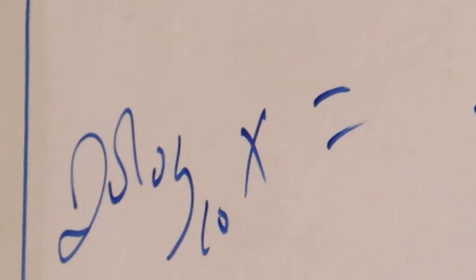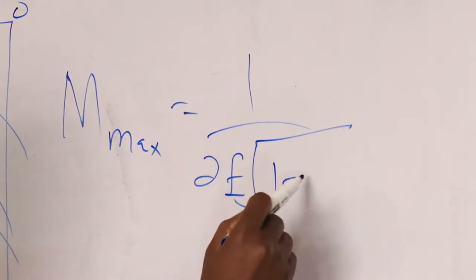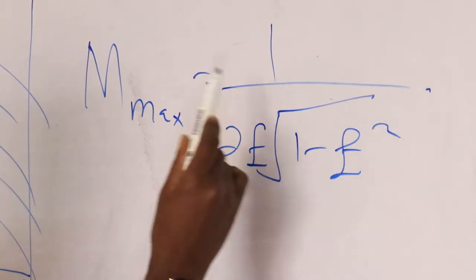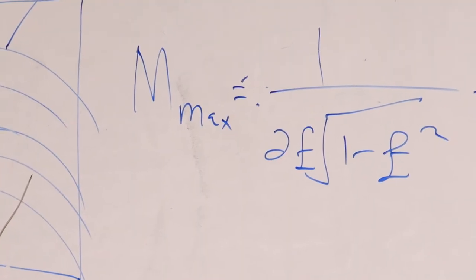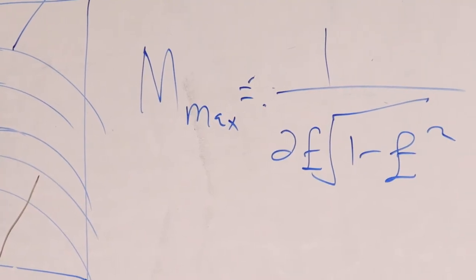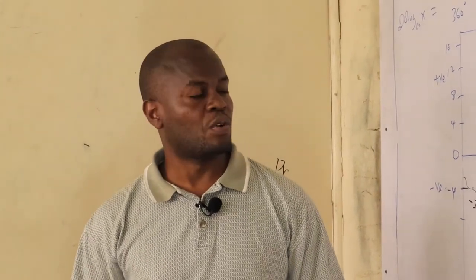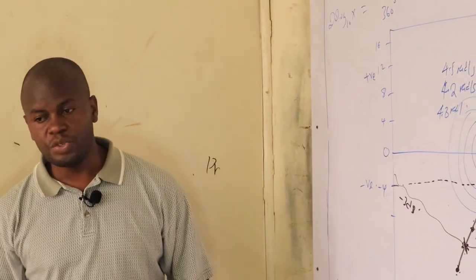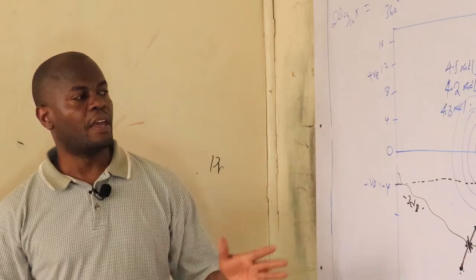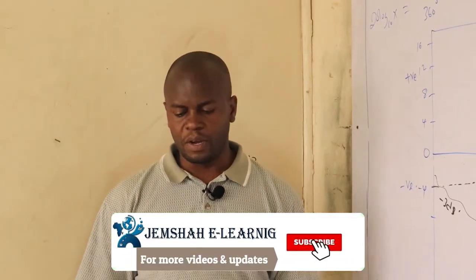Then after obtaining X, you equate the M max. M max is given as 1 all over 2 zeta divided by root of 1 minus zeta squared, where zeta is the damping factor. So if you have the value of M max, you can solve for zeta, make it the subject, and get the value of zeta. And with that, you shall have obtained what is referred to as the damping factor using that formula. So those are the parameters that can be obtained from the Nichols chart.